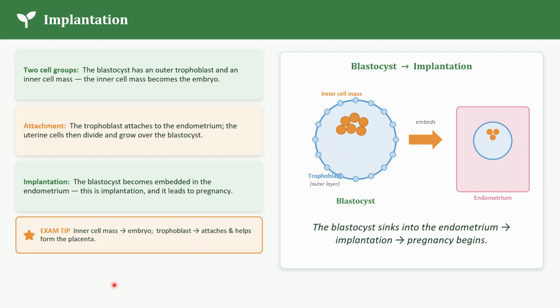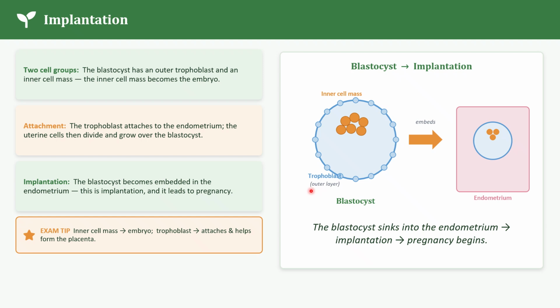After reaching the uterus, the blastocyst loses its outer covering. What happens after reaching the uterus? The blastocyst comes in contact with the thickened endometrium present in the uterus. The trophoblast attaches firmly to the uterine wall. The uterine tissues grow around the blastocyst, embedding it inside the endometrium. This process we call implantation.